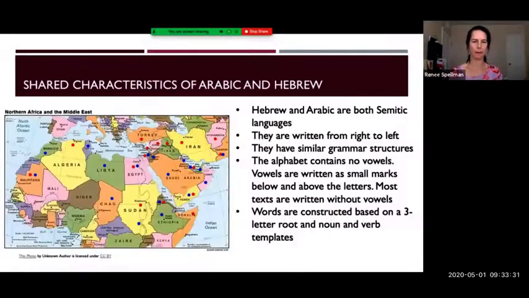First of all, Hebrew and Arabic are both Semitic languages. They're both written from right to left, unlike English, and their alphabets contain no vowels. Usually, in most texts the vowels are not written, but when they are written, there are little marks at the top or bottoms of the letters. What's interesting about Semitic languages is that they have a 3-letter root that is the base of the word. They also have noun and verb patterns or templates.